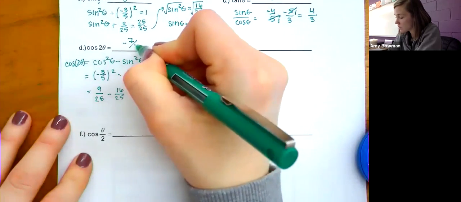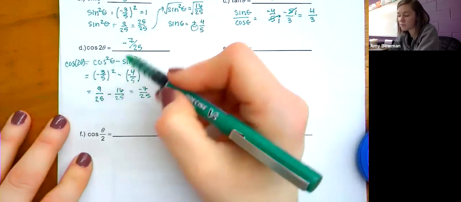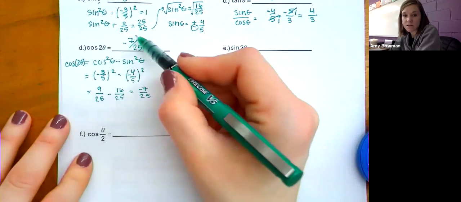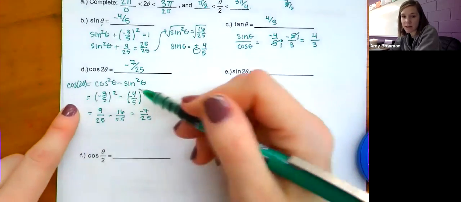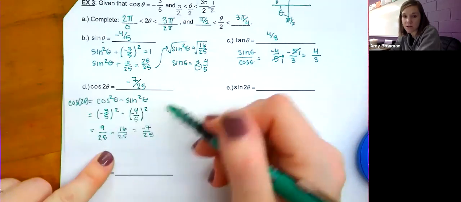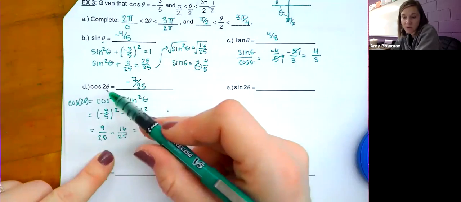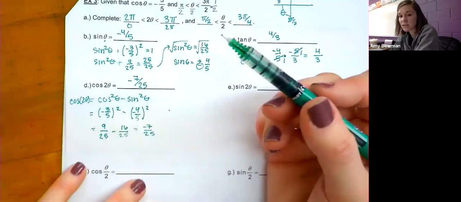Even though we don't even know what theta is, we know the cosine and sine of it, so we now know the cosine of double of whatever theta is. Okay, so that's how simple applying the double angle formulas are. If you know the cosine and sine, you can find cosine of 2 theta. I'm going to stop here.